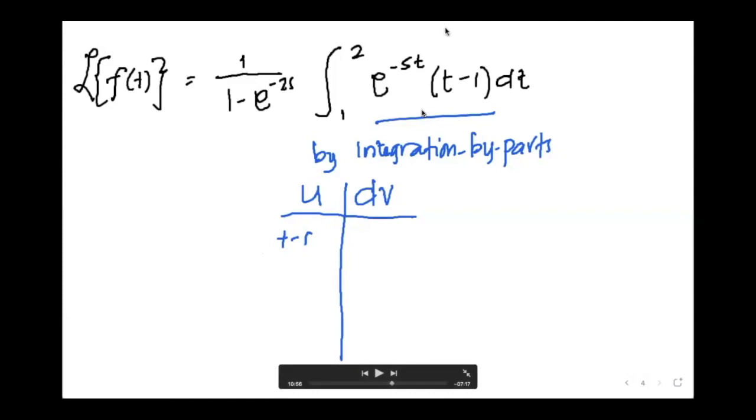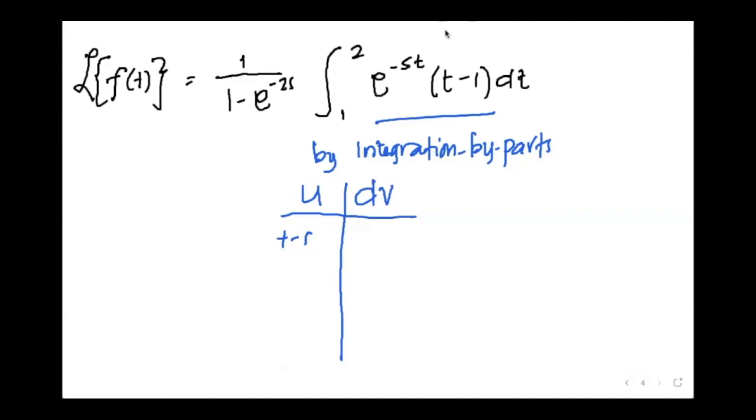But for an exponential times a trigonometric function, that's a different case, because it will just repeat or go back to its original form. So this technique is not applicable. Remember, this technique is applicable only for algebraic times exponential, algebraic times trigonometric, but not for trigonometric times exponential.